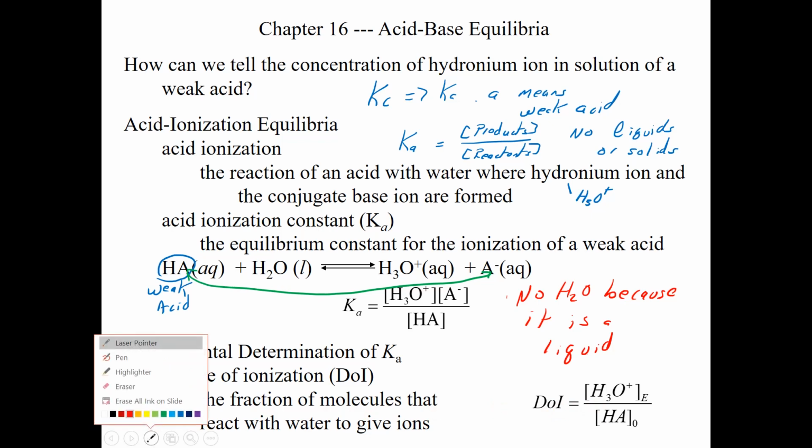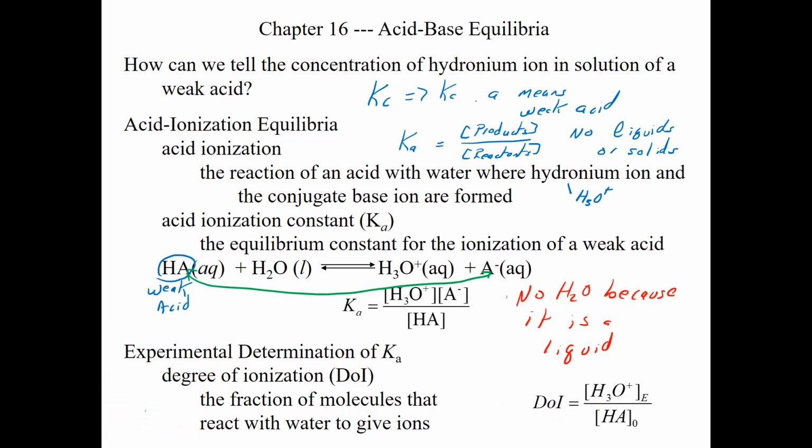Okay, so a higher DOI means stronger acids. And the opposite is also true. A lower DOI is a weaker acid. Okay, so let's just start doing these.